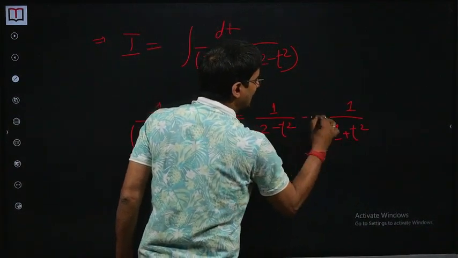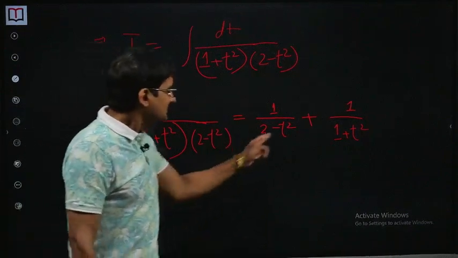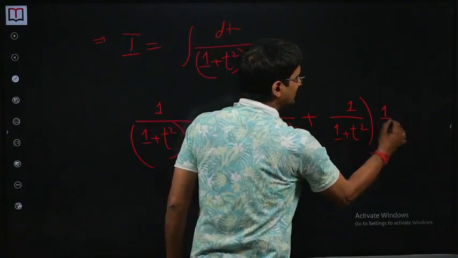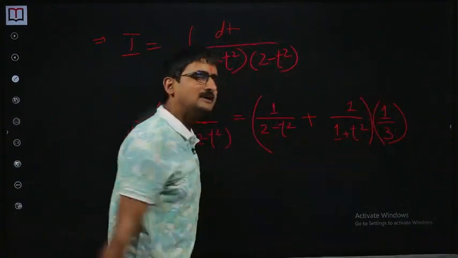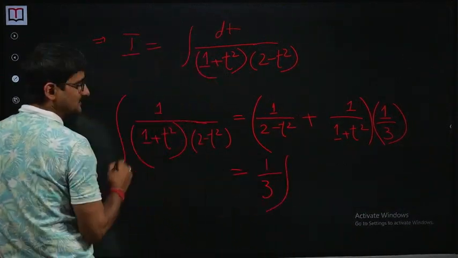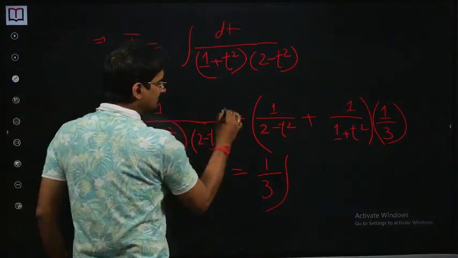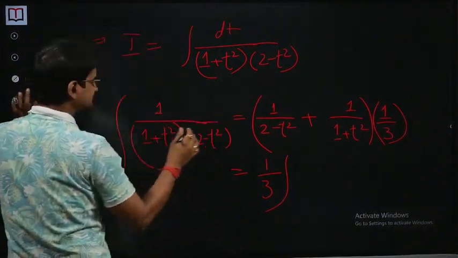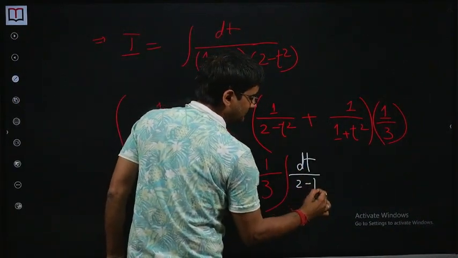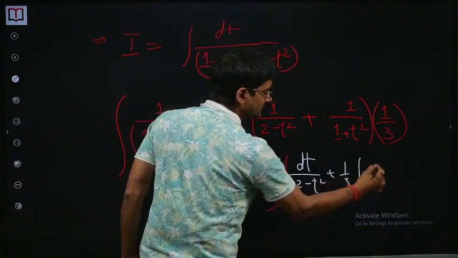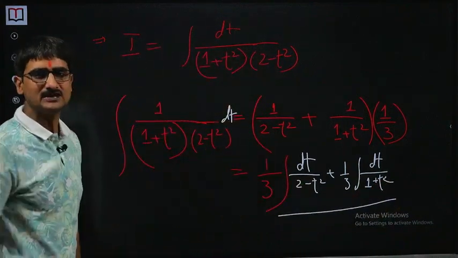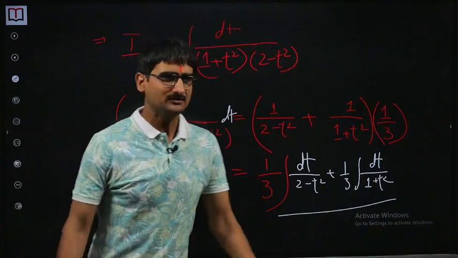Now here if you add, the t square term will get cancelled, but you will get 3 in the numerator, whereas you have 1 only in the numerator, so divide by 3, that's it. So you can easily write it as 1 by 3 times, if we go for its integral, 1 by 3 times dt upon 2 minus t square plus 1 by 3 times dt over 1 plus t square, that's it. And then we have the standard result, and we can do it easily.